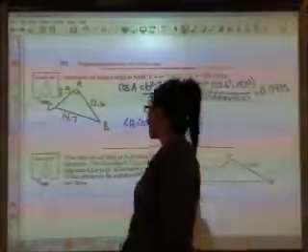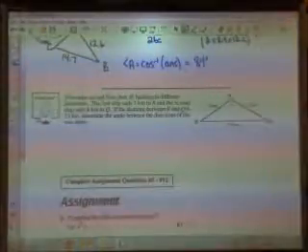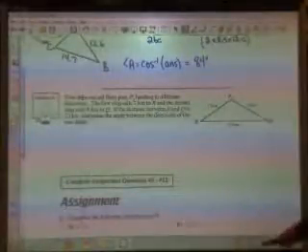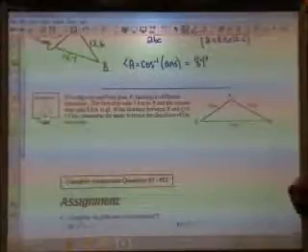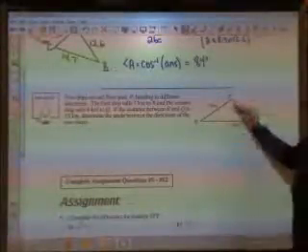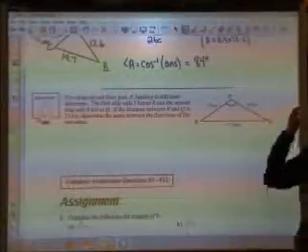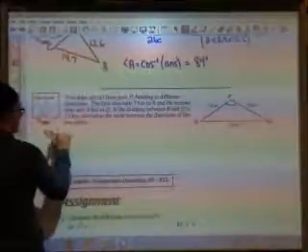So let's begin. Two ships set sail from a port which we'll label P, heading in two different directions. The first ship sails 7 kilometers to point R, and the second ship sails 8 kilometers to point Q. If the distance between R and Q is 13 kilometers, determine the angle between the directions of the two ships. That would be angle P.